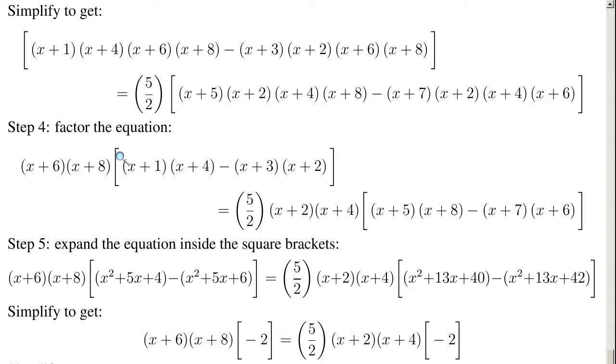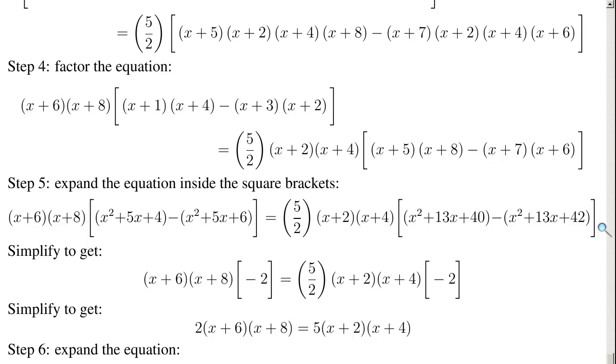Step 4, factor the equation. x plus 6 and x plus 8 are shared in common on the left side of the equation, so you factor them out. On the right side of the equation, x plus 2 and x plus 4 are shared in common. You factor that out, and you get this equation here.